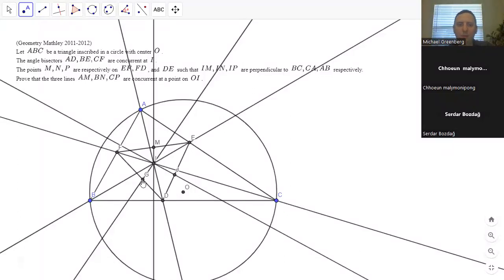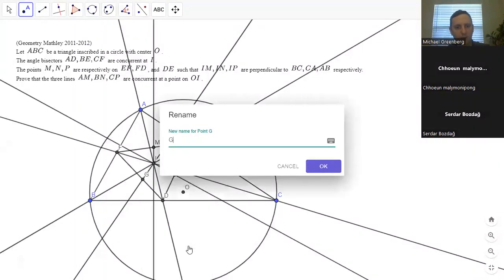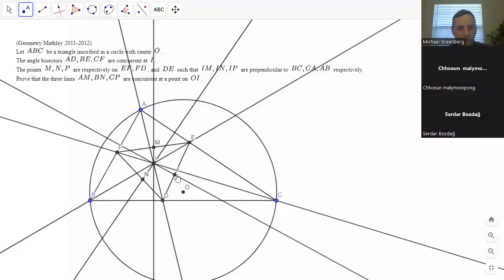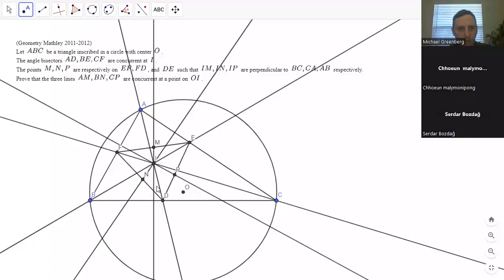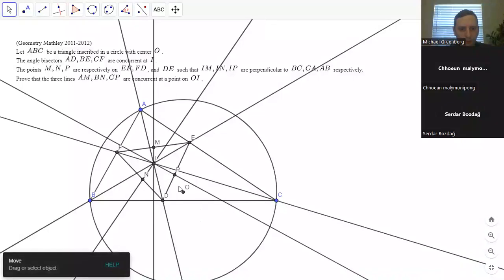So we solved two problems, and then one we kind of got stuck on, and now we're just starting this one. So this I, this should be N, and this should be P. And we want to show AM, BN, and CP. First of all, we want to show they concur. And then once we show they concur, we want to show it lies on OI.